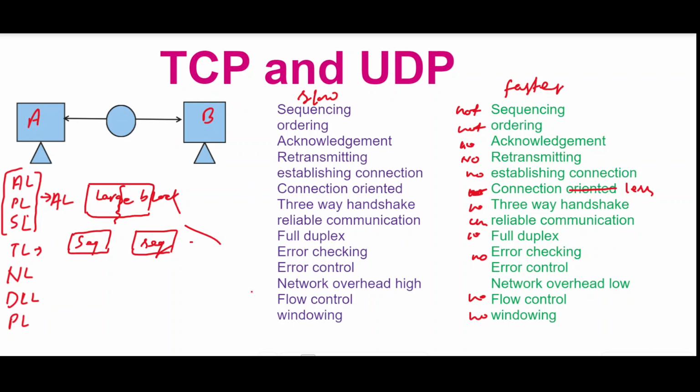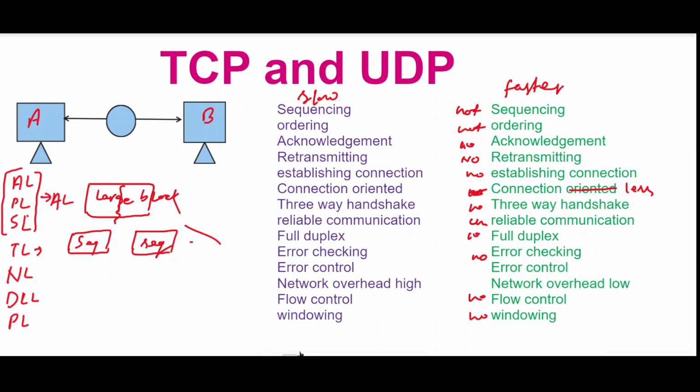Multiplexing and demultiplexing are also features for this. Clear? That means first it will separate the data, then after receiving it will rearrange the data, rearrange the segments. Clear? These are all the features.